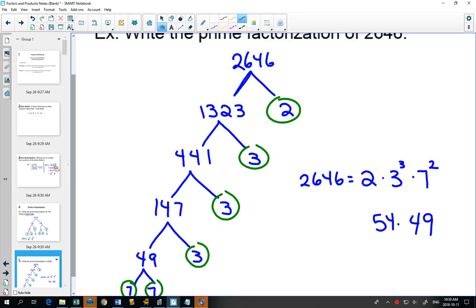Okay? I could also have put the 2 and the 49 together to get 98, and that is 27 times 98, which is 2,646. And if you can break a number down into its prime factorization, you can start to figure out all the different pairs of numbers that multiply to give you that number, which I think is neat.